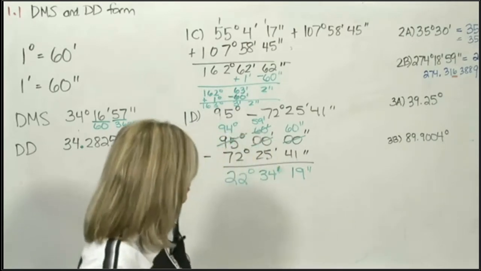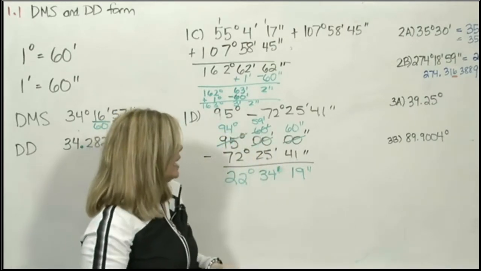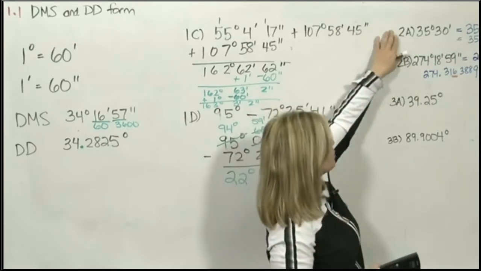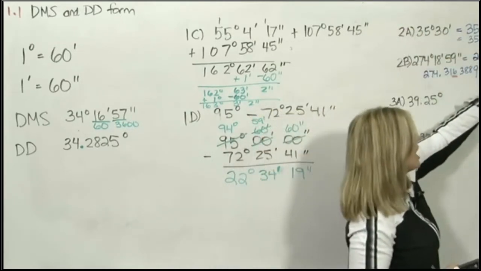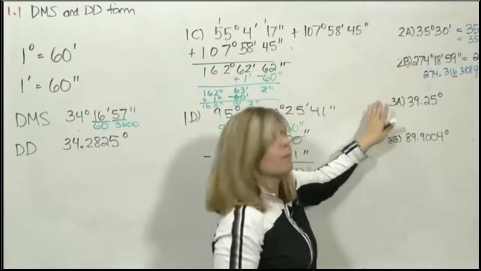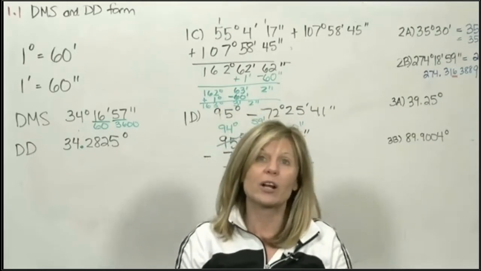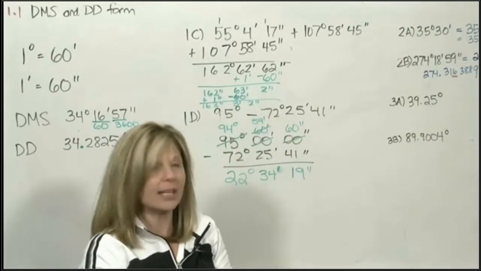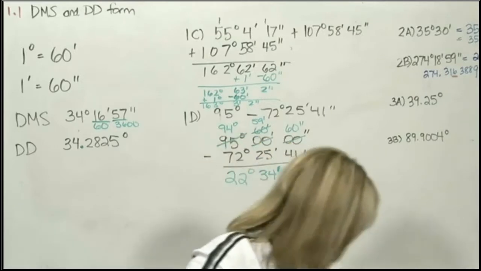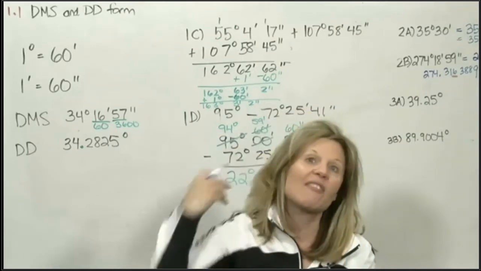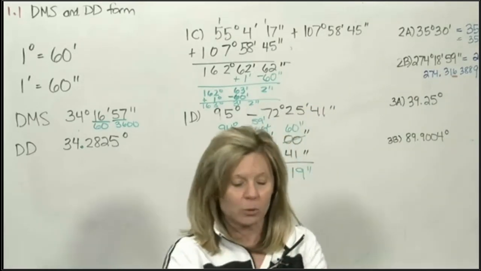All right. Last but not least, if you can take DMS form, degrees, minutes, seconds, and change it to decimal degrees, you can go backwards. So we're going to have the calculator now go backwards. Again, back in my day, I'm aging myself, we did not have calculators that could do this. We'd have to do it manually.